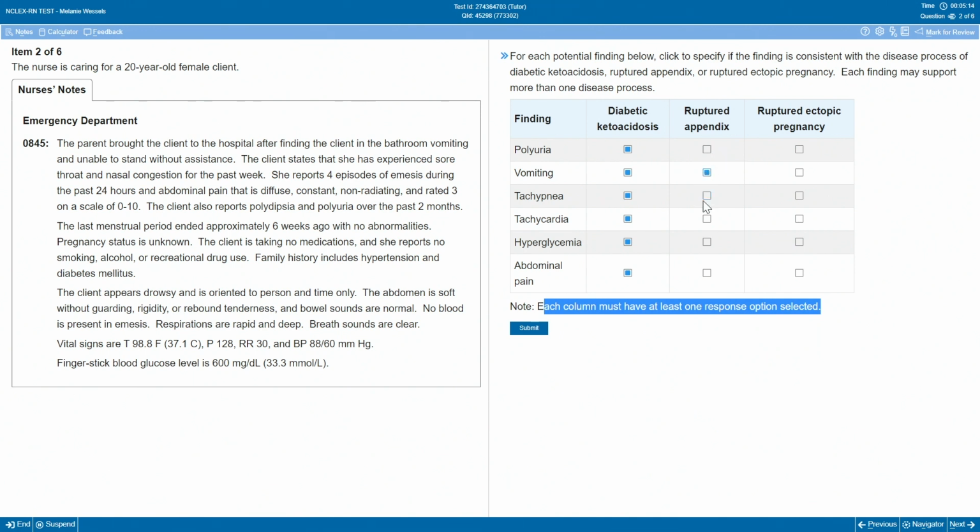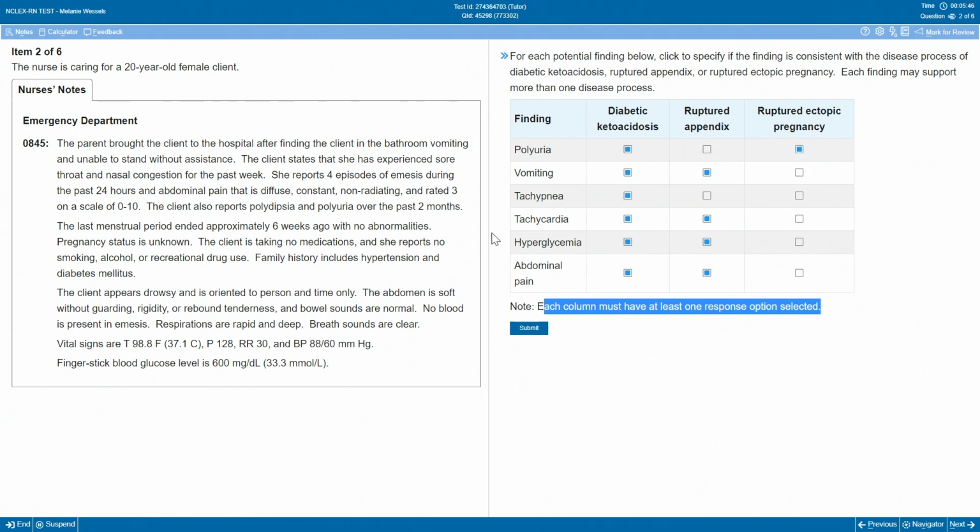Ruptured appendix, polyuria, probably not related. Vomiting for sure. Tachycardia, their body's under a lot of stress. Oh, tachypnea. Tachycardia, a lot of stress, especially pain with appendicitis can bring up that heart rate. Hyperglycemia, probably not related to the appendix. Abdominal pain, for sure. And then the other one we're comparing is ruptured ectopic pregnancy here. Polyuria, I mean, somebody's pregnant. I feel like that's appropriate, but I'm not sure if that's just in the beginning.